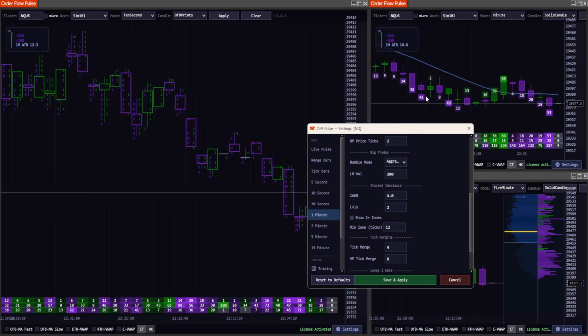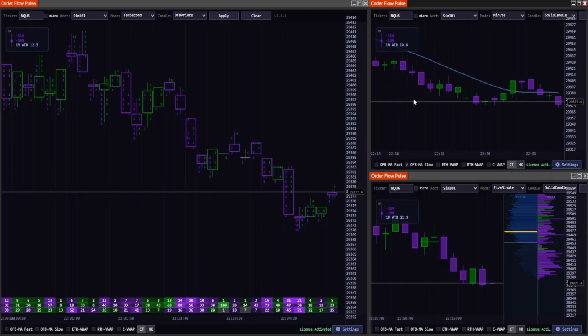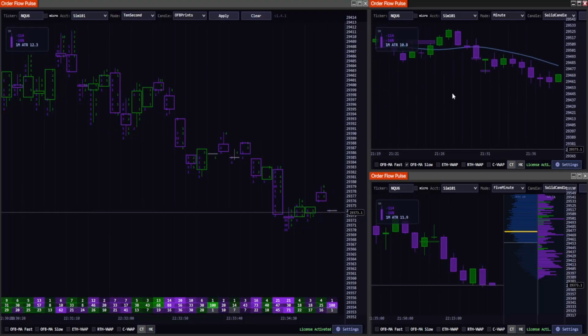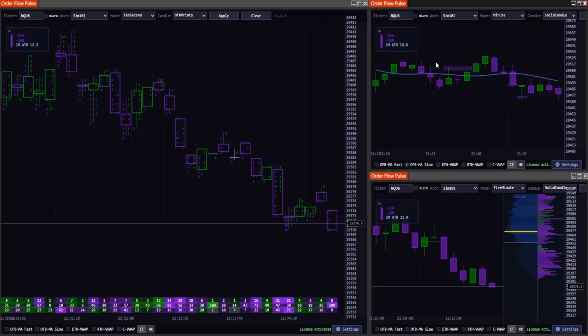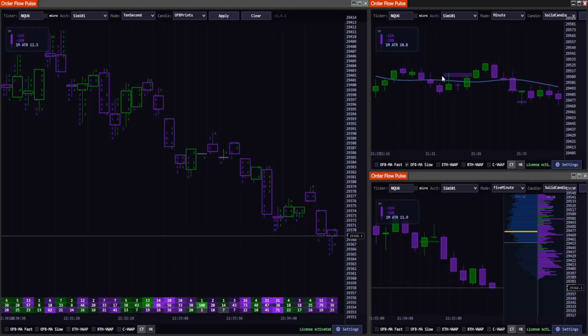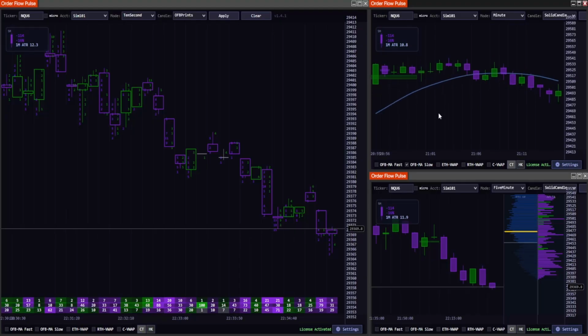I have the same thing set for the 1 minute. If we set this to 8, then I don't know if we're going to get anything. Probably not, it's after hours. There we go. Okay, so this zone right here had to be at least 2 ticks for it to show up as a sell.